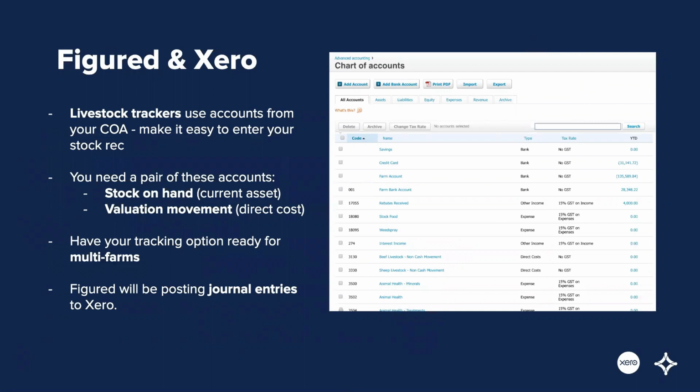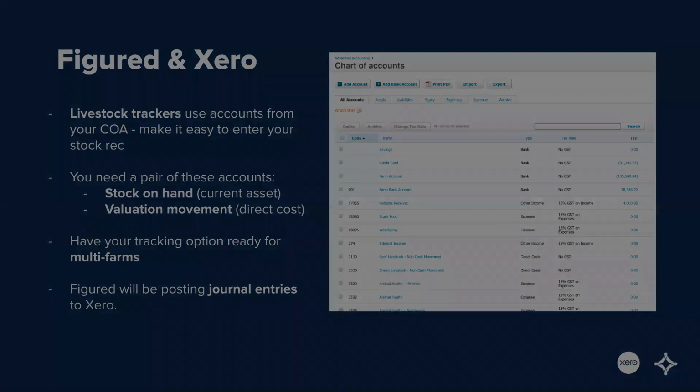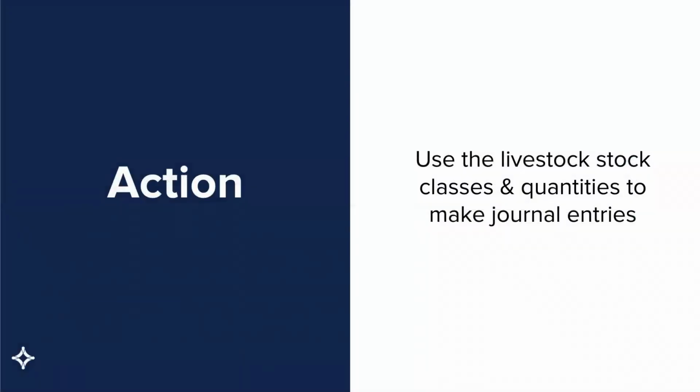Figured will be posting these as journal entries through to Xero, so you'll have an opportunity to enter in things like narration, and then you can also void them and edit them in Xero too. The action that we're doing here is we're using the livestock, stock classes, and the quantities to make these journal entries. So we're going to be looking at what's sitting in Figured, creating this calculation, then we're going to look at what's sitting in Xero, look at the difference, and then post that through to Xero. That'll mean that your Xero stays up to date, as well as your Figured staying up to date.